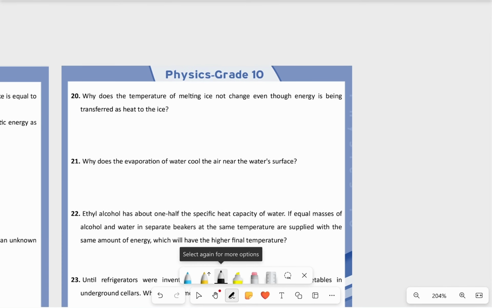Why does the temperature of a melting ice not change even though energy has been transferred to it as heat? During a phase change, remember we had latent heat of fusion and latent heat of vaporization. During these phase changes, there's not going to be any temperature change because the energy that is transferred to the substance is going to be used to break down the bonds between the molecules of the substance.